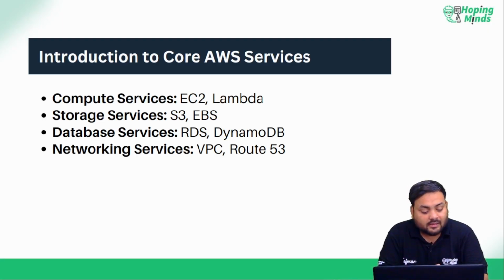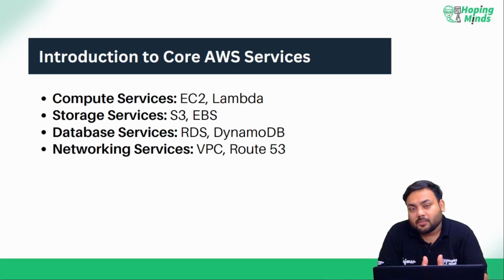Then we have database services, so you know about RDS, Relational Database Service. Then we have DynamoDB. In this course, we'll be understanding both of these practically. Then we have networking services. So we have VPC, which is Virtual Private Cloud, and we have Route 53. So these are services related to networking. These are the core services which we have when we talk about AWS.